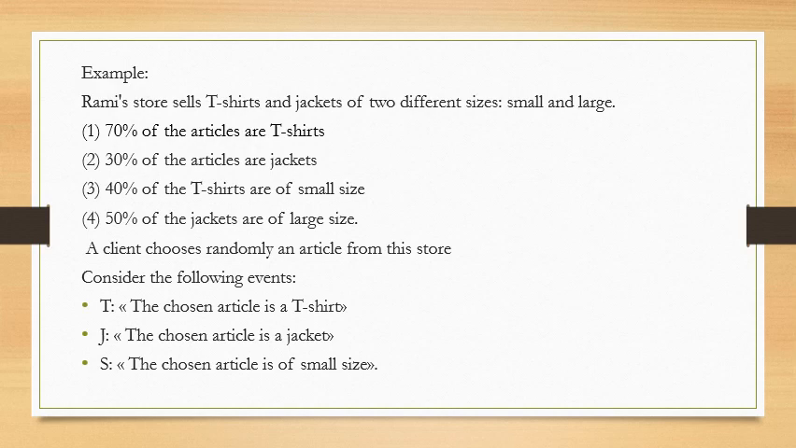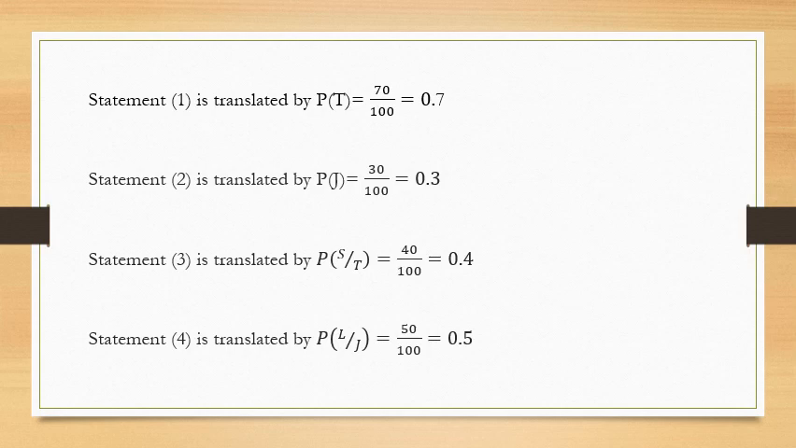Now, we are going to represent this in a tree diagram. So statement number 1 is translated by probability of T, 70%, 70 over 100, 0.7. Statement number 2 is translated by probability of J, 30 over 100, which is 0.3. Statement number 3 is translated by small item chosen from the t-shirts, 40 over 100, 0.4. Statement number 4 is translated by large item chosen from the jackets, so 50 over 100, 0.5.